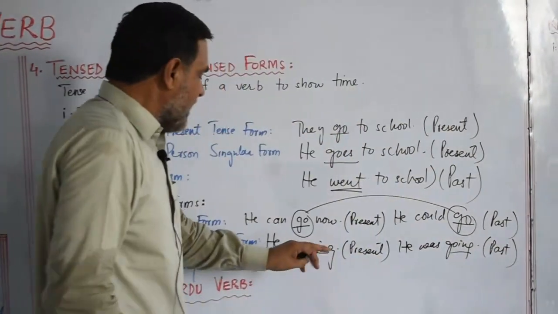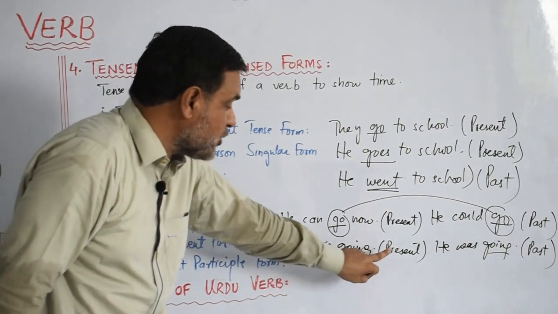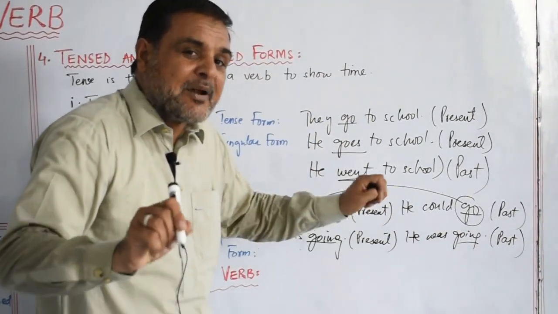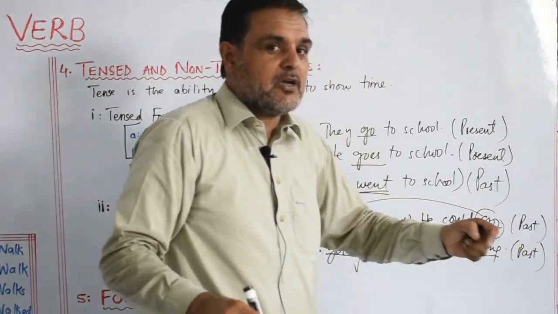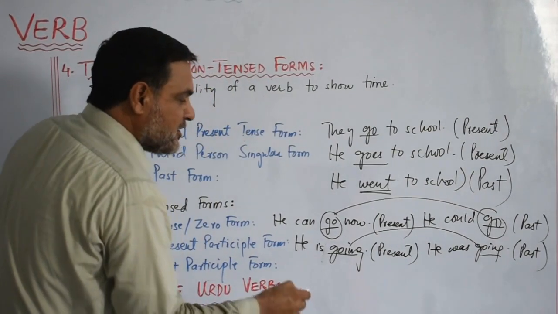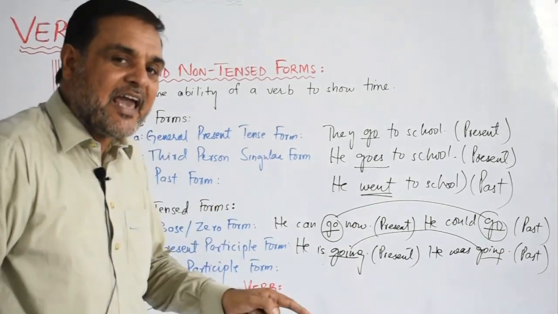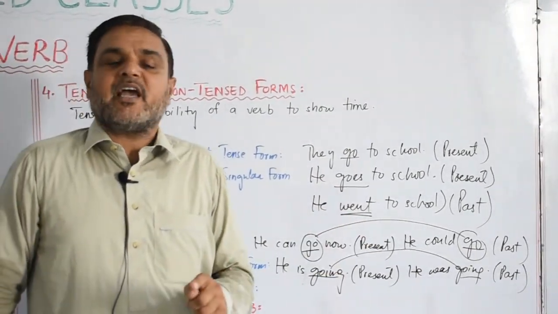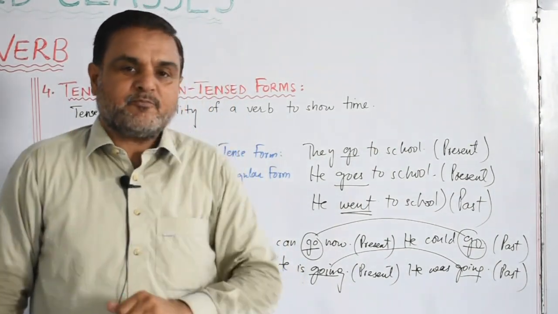So see, in this example, we have used present participle form of go, and it shows present time. In this example, we have again used the present participle form of go, that is going, but in this case it is showing past time. See, in both the sentences, the verb is present participle form, but the time of both the sentences is different. In one case it is present time, in the other case it is past time. So it means that present participle form, the fourth form of the verb, does not show time.